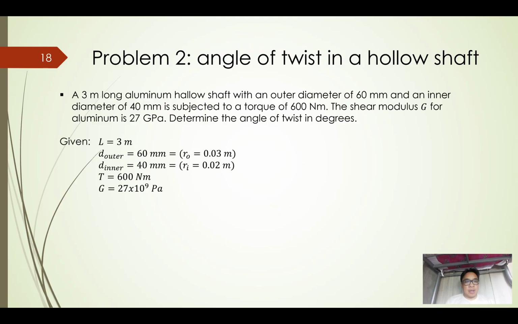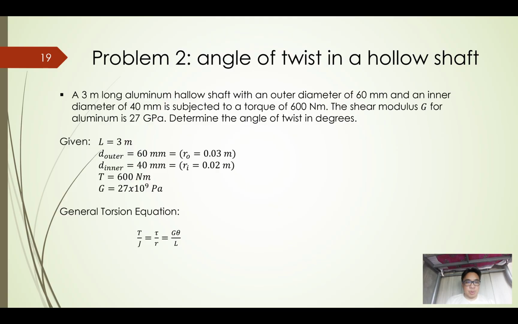We have the given: the length is equal to 3 meter, the outer diameter is equal to 60 millimeter, and we need the radius. The radius will be 0.03 meter, and the inner diameter is equal to 40 millimeter, with a radius of 0.02 meter, and the torque is 600 Newton meter. The shear modulus of the aluminum is equal to 27 GPa, or gigapascal. That would be 27 times 10 raised to the 9th power pascal.